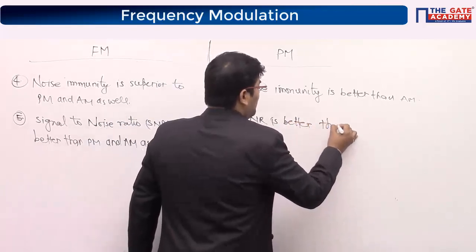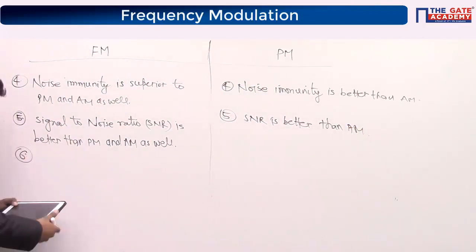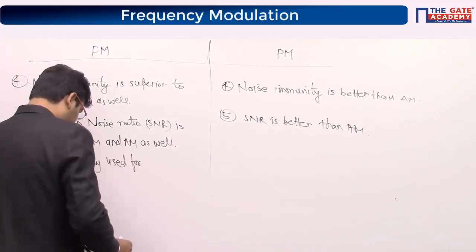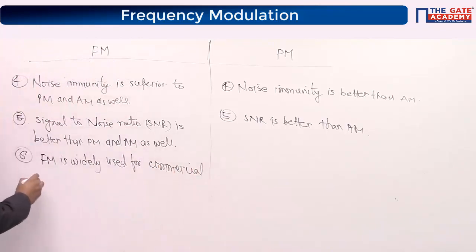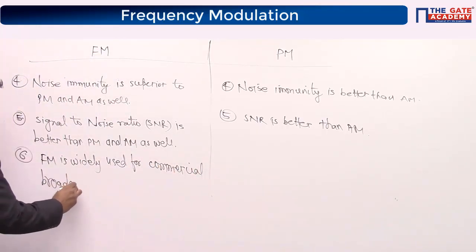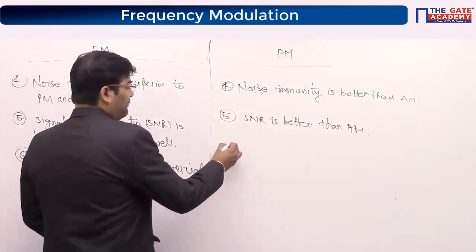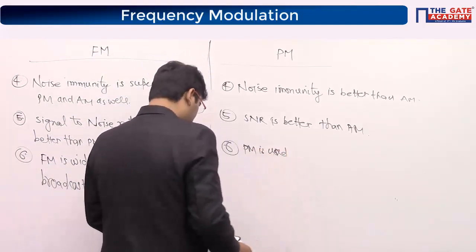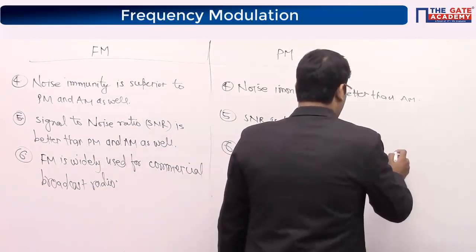Now, application wise, FM application, I think everybody knows that. FM is widely used for commercial broadcast radio, right? FM radio, Mirchi and all in India. PM, phase modulation, is used for mobile radio services.